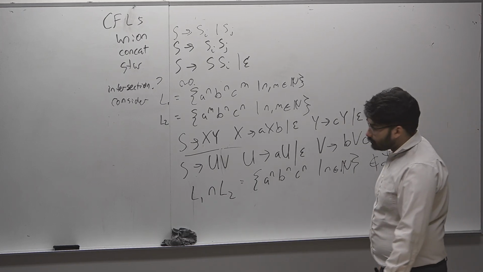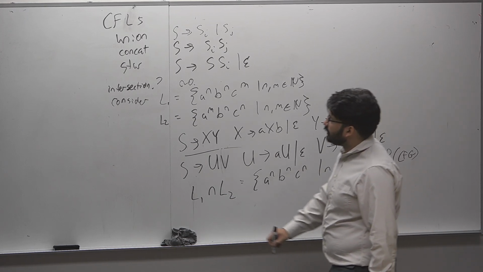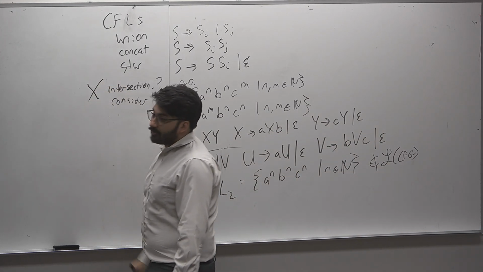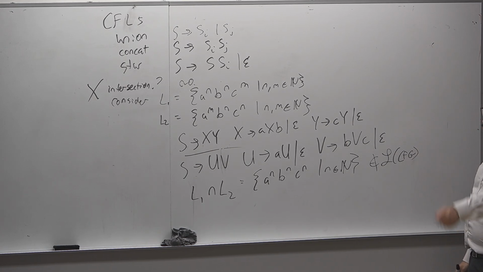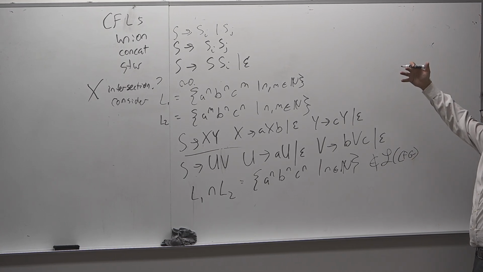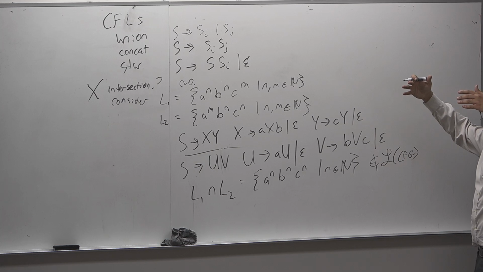Okay? So they're not closed under intersection. That's the difference from regular languages, because regular languages are closed under intersection. This generalization of the regular languages is not closed under intersection. Surprising.